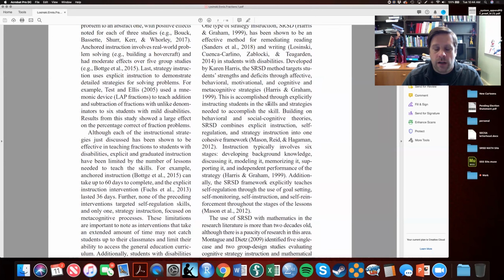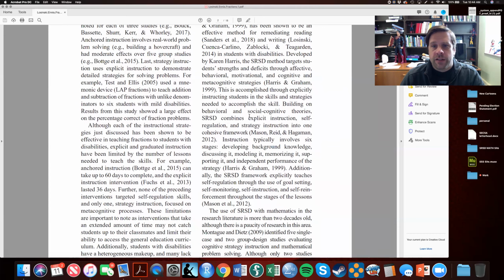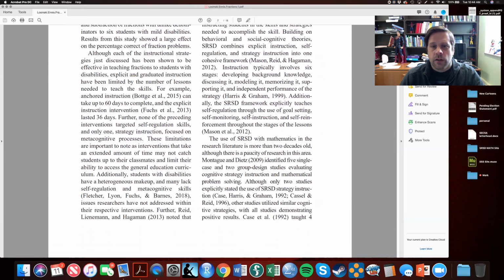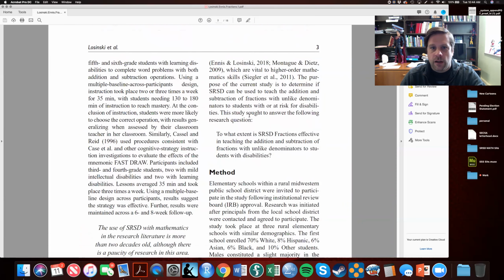Specifically in this one, the SRSD methodology has been shown to be effective for reading and writing. We're then transferring this instructional strategy to a math domain. And then we discuss why it would be useful and those types of things. And then we discuss that strategy and its use, if it has been used at all, in our domain.